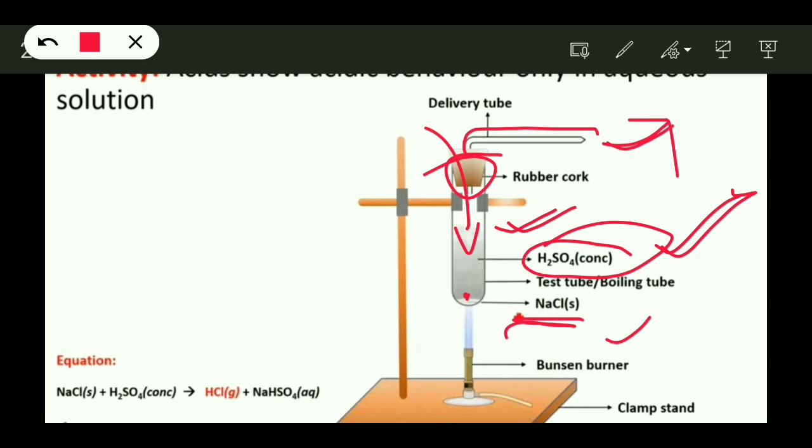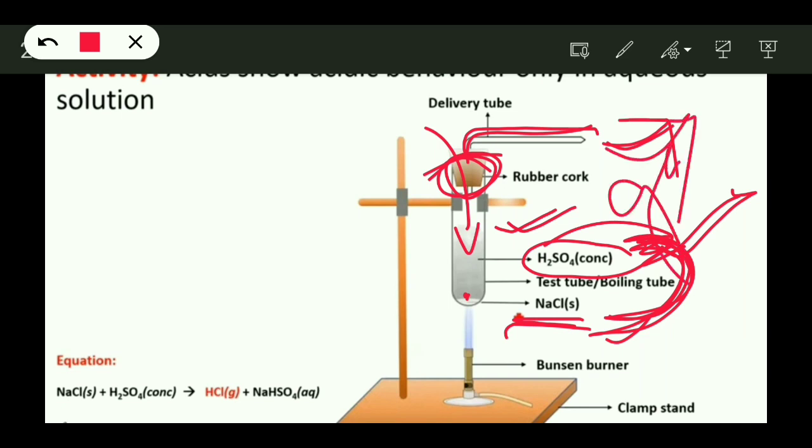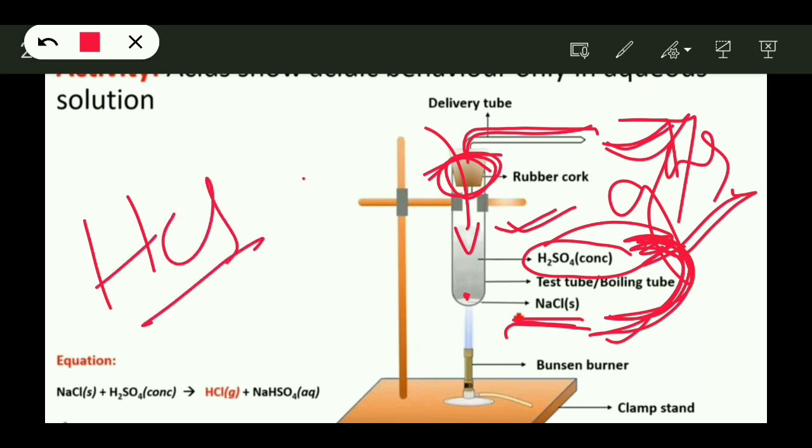So we have taken NaCl, to that we have added concentrated sulfuric acid, and immediately we have kept one rubber cork here, to that a delivery tube is arranged. This is the arrangement, children. As soon as these two react with each other, this NaCl and concentrated H2SO4, a gas is evolved out. What is that gas? That is hydrogen chloride gas, that is HCl gas. So it is evolving out.